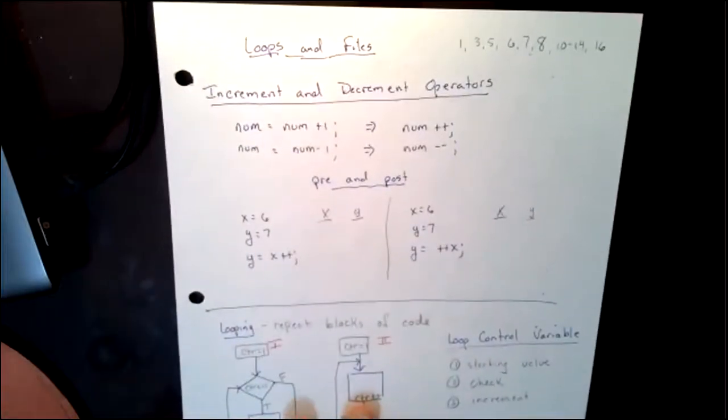And I'm going to take a look at chapter 4, which is loops and files. Do, do, do, do. Dramatic music. Cue the dramatic music. Okay, loops and files.